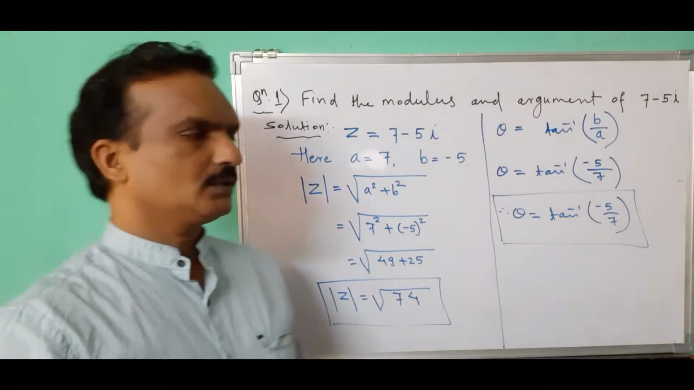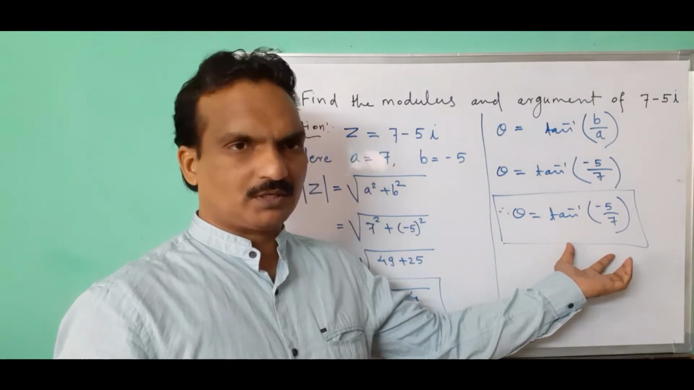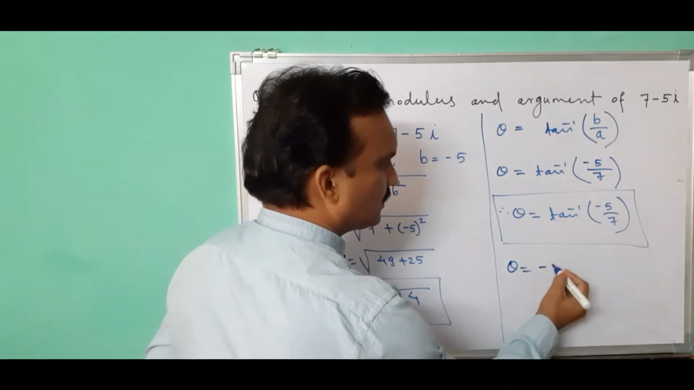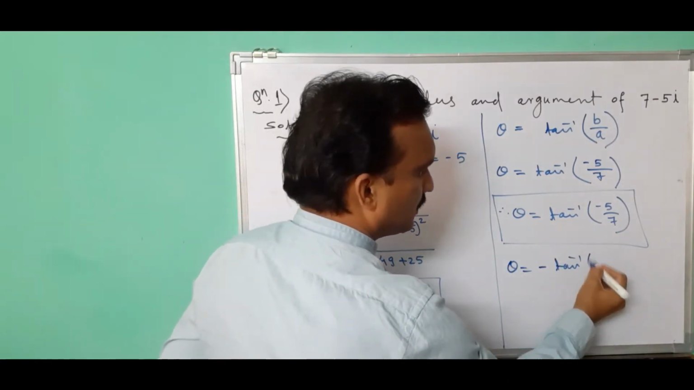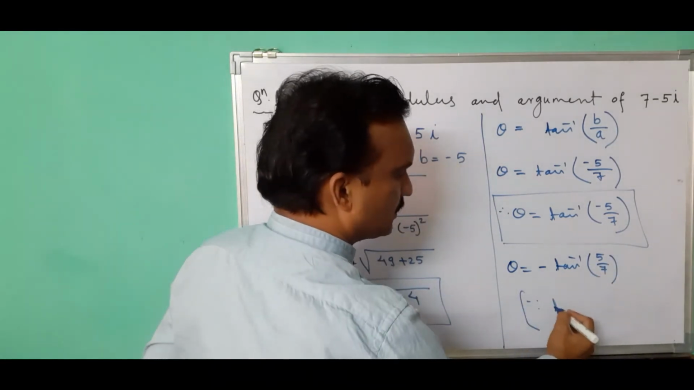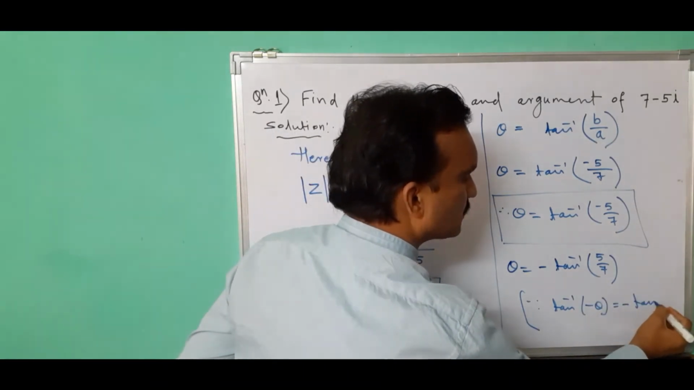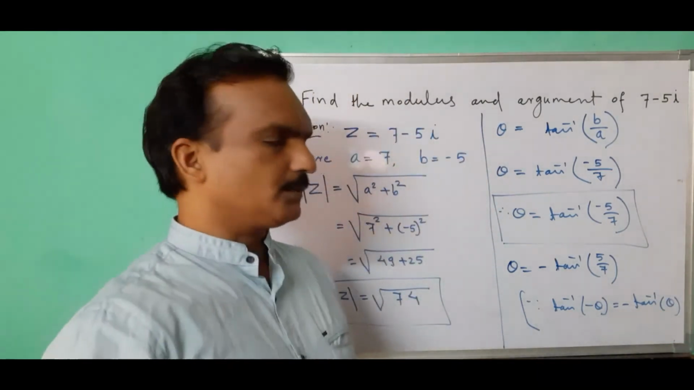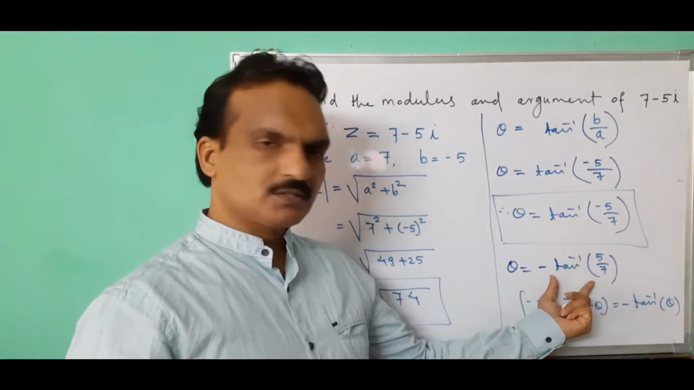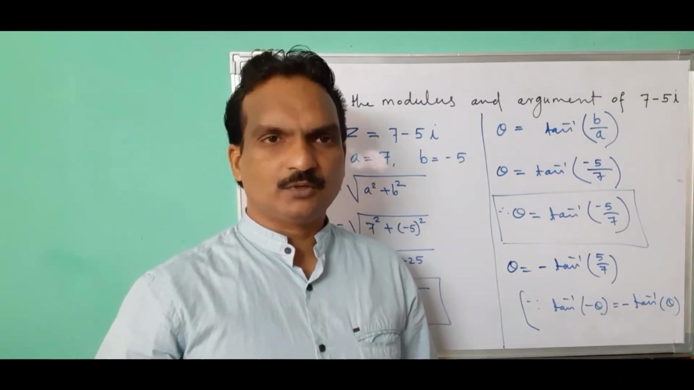Okay, this is our value of theta. If you want to keep it as it is, or you can write it this way also: theta is equal to minus of tan inverse 5 upon 7, because we know that tan inverse of minus theta is equal to minus of tan inverse of theta. If you write like this, then also it is correct. Okay, now we will see the next type of example.